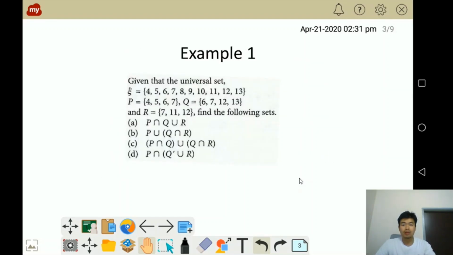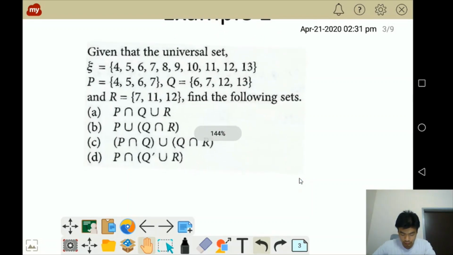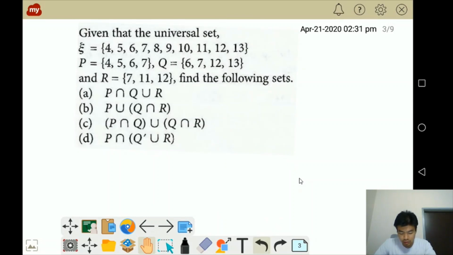Now look at example 1 here. Let's read the question together. Given that the universal set is 4, 5, 6, 7, 8, 9, 10, 11, 12, 13, set P is 4, 5, 6, 7, set Q is 6, 7, 12, 13, and R is 7, 11, 12. Find the following sets, meaning that you have to list down their elements, right?